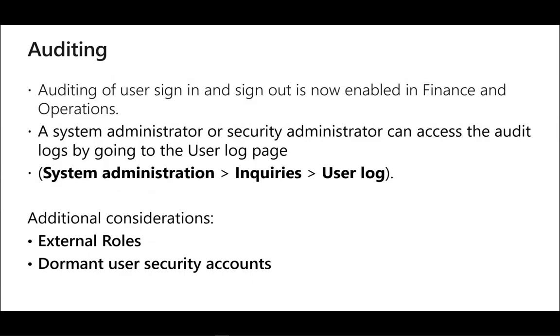Auditing. Dynamics 365 for Finance and Operations has introduced an audit trail button on the security role form. The form will provide us with a timestamp, an event type, a user ID, an object type, and the name of the object.